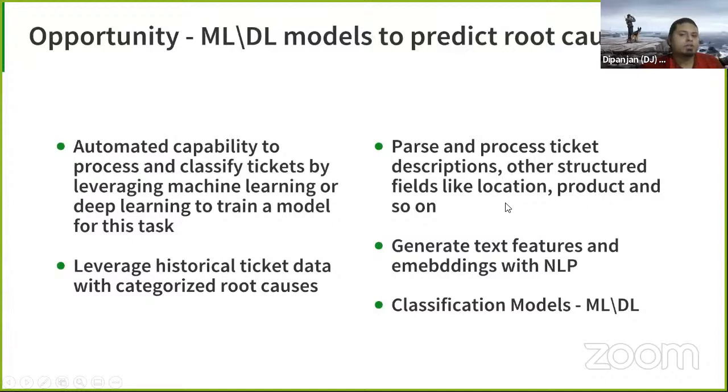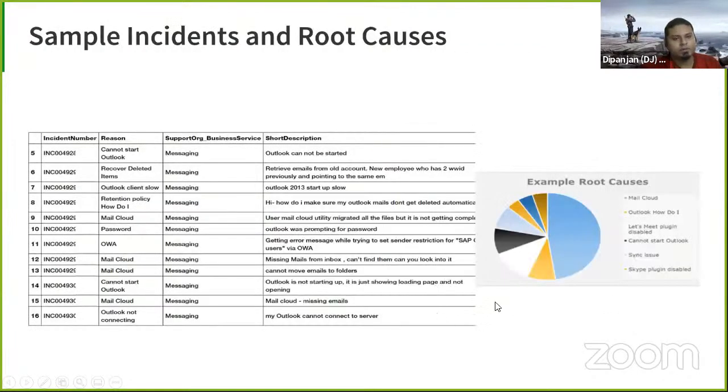We can look at other structured fields also, like the location of the ticket, the product which was involved, and so forth. We generate text features again. These text features could be a TF-IDF vector or a bag of words count vectorizer based vector, and so on. Once you have the numeric representations, you can apply a logistic regression model or a decision tree model, basically iterating through models to get the best performance.